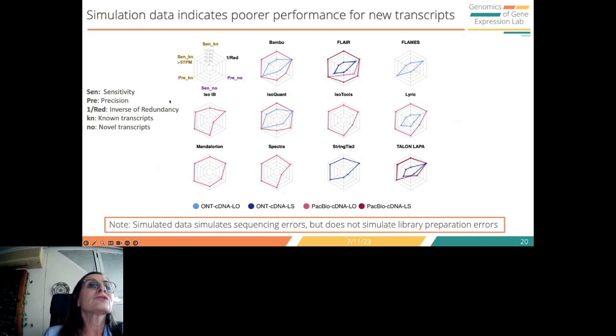So in these plots, you have sensitivity and precision for the known transcripts, and also for the novel, and this is the inverse of redundancy, that is, different predicted isoforms supporting the same reference transcript. And then we did that for PacBio in red and Nanopore simulation in blue. I will focus on the PacBio because probably it's easier to explain.